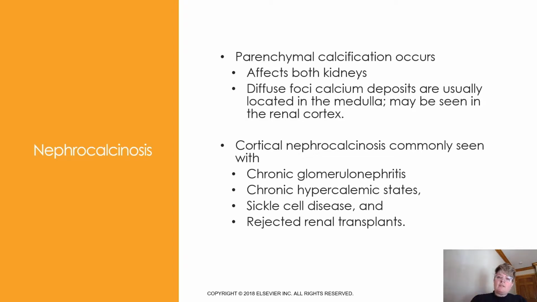When a patient has cortical nephrocalcinosis, that's where the cortex is a little bit more affected rather than the pyramids. We see that quite often with glomerulonephritis. If the patient just has excessive calcium in their blood, hypercalcemia. Sickle cell patients, and then patients who are rejecting their transplant are quite commonly going to have the cortical version of this nephrocalcinosis.